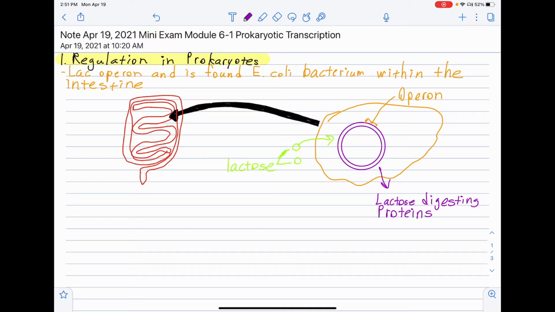Gene regulation in prokaryotes occurs in specific regions in DNA called operons. The type of operon that we'll talk about today is called the lac operon. The lac operon is found in E. coli bacterium that reside within the intestine of most mammals. And the purpose of the lac operon in E. coli is that it will produce proteins that will aid in the digestion of lactose for that organism.